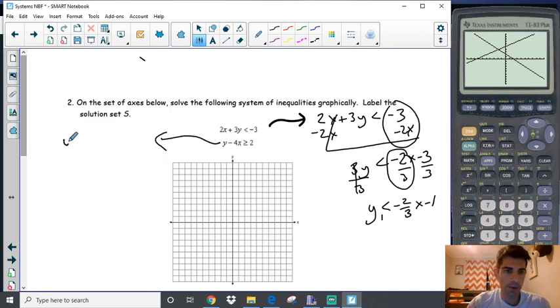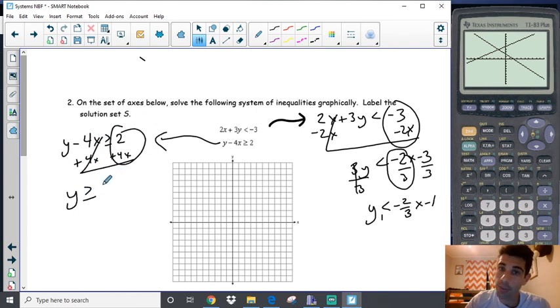This one here, I'll do over here, y minus 4x is greater than or equal to 2. Add 4x on both sides. And again, remember, it's not 6 because one has an x and one doesn't. So that's 4x plus 2. You can go ahead and throw that into your calculator if you wish. Graph them both up. So I'll do that here. Down 2, right 3, just by doing it by hand.